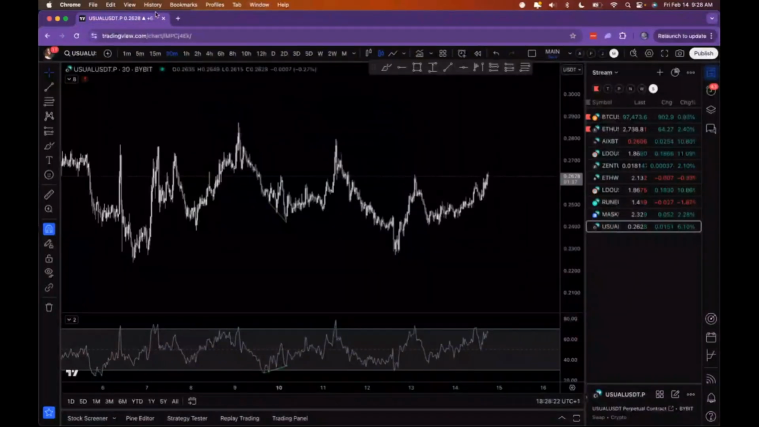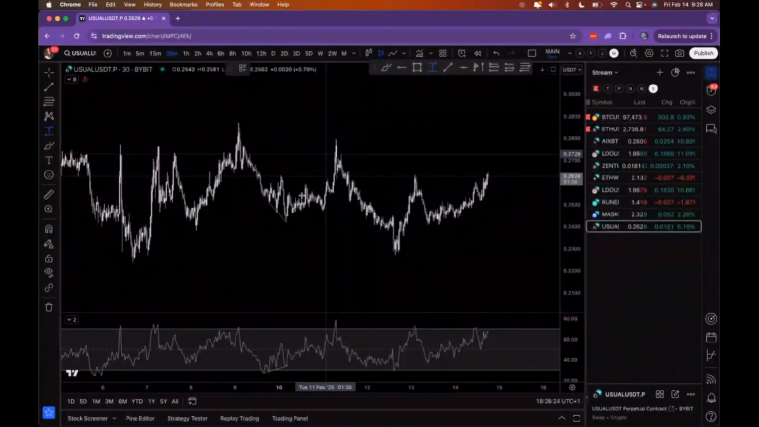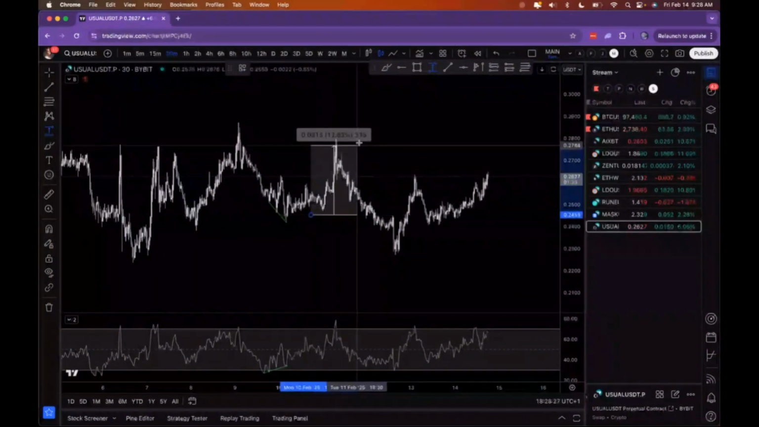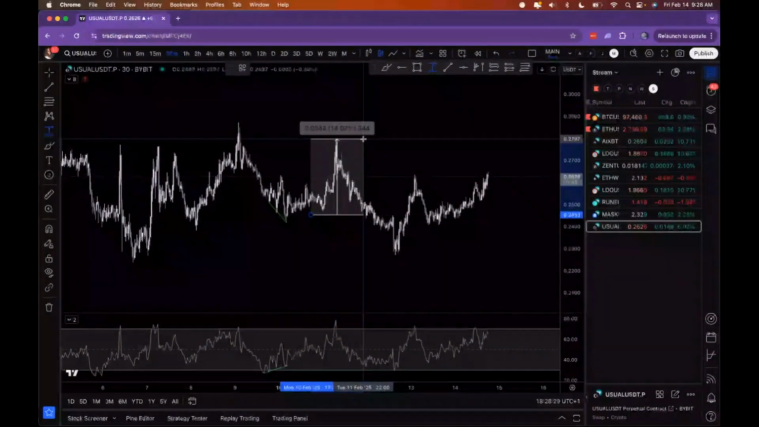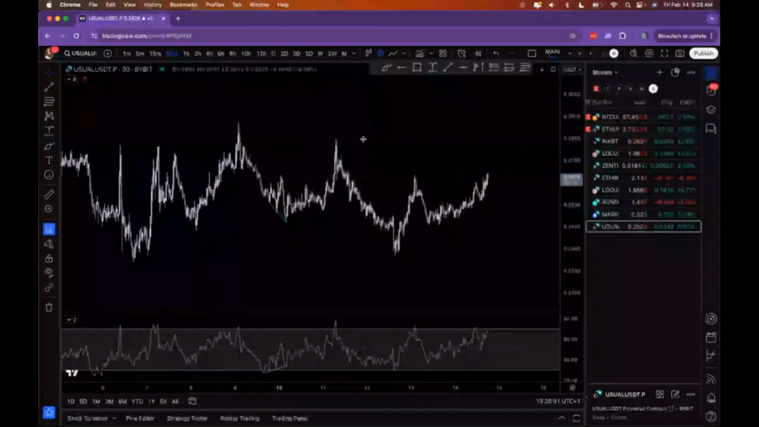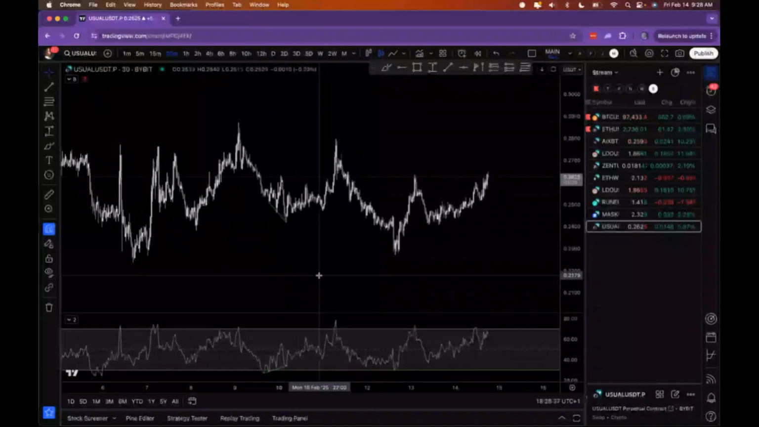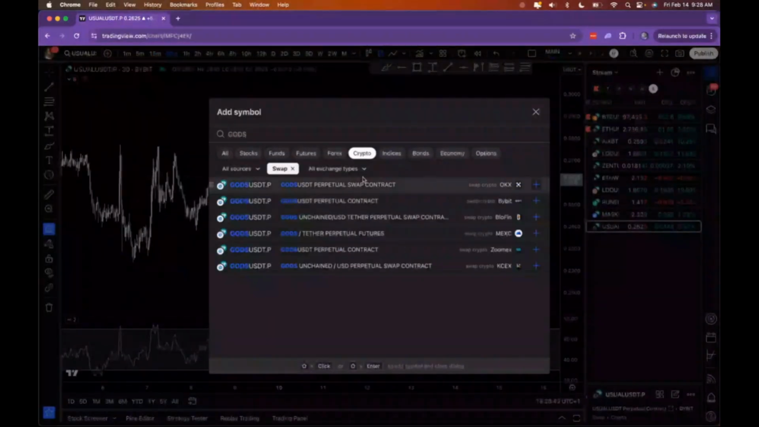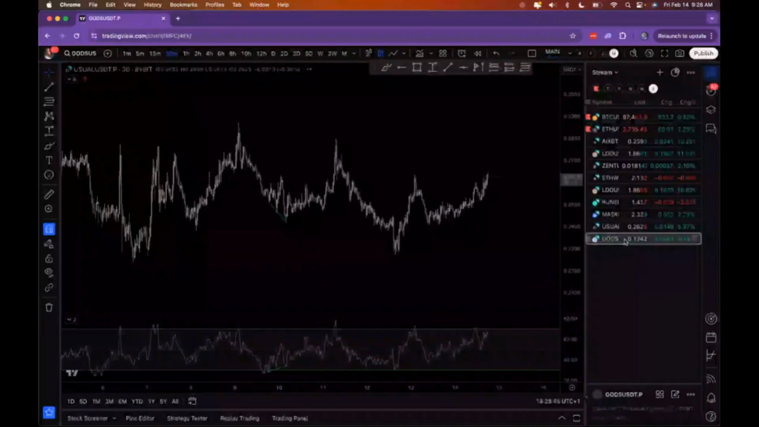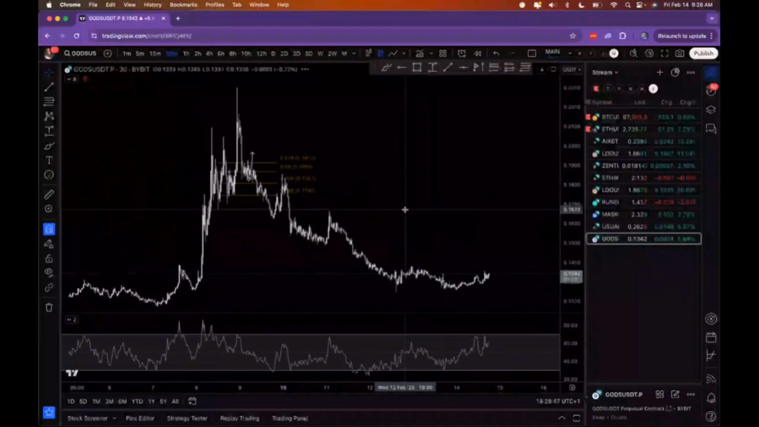Like what did Usual do? Usual came down and put in, like this is just a random coin I just picked, 14%. But this is correlating the Bitcoin range lows with your altcoins. And I suggest you just take an hour, go and backtest 10 to 15 different coins. Like Gods was another one. Let's take a look at Gods. Let's see what happened on the 9th.